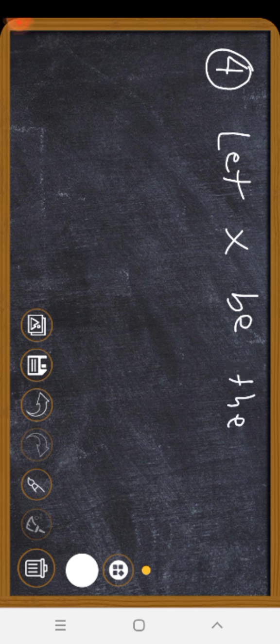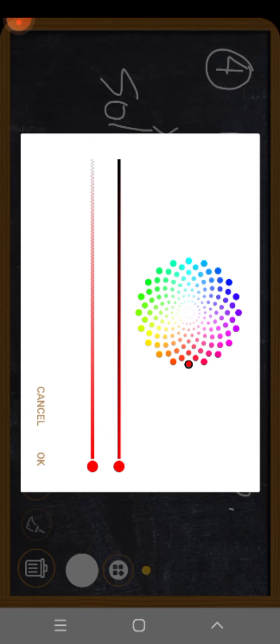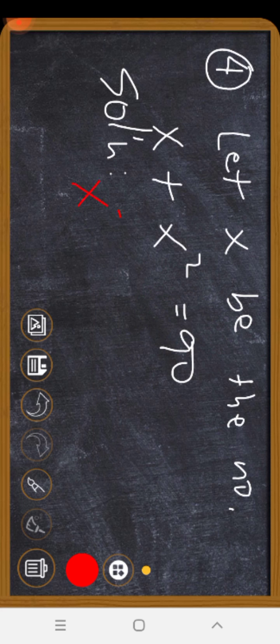The number, or the integer. Okay, so our equation would be x and x squared is equal to 90. Our solution is just to go with this equation and solve for the value of x. Solving this, you arrange it in standard form. You have x squared plus x, and then transpose 90 to the left side of the equation, we'll get negative 90 is equal to 0.